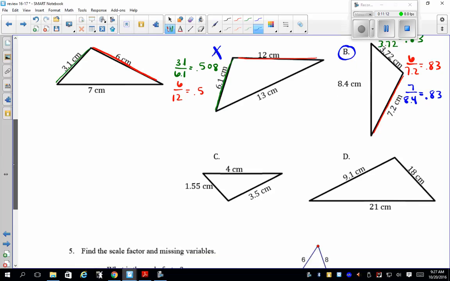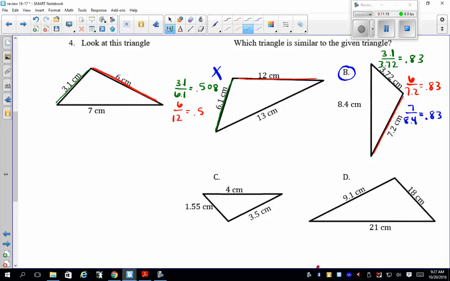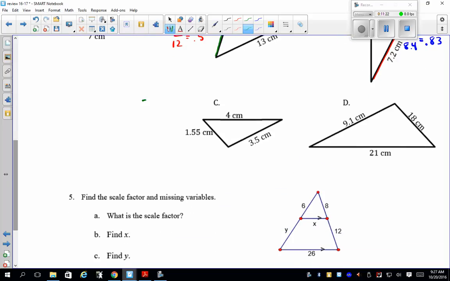I probably should check C and D to make sure that those ratios don't match up. So I'll just kind of do this quickly. If you checked 3.1 from the main triangle with 1.55, this would give you 2. Math, enter in your calculator. Or you don't have to for this one, it would just give you the 2. And then I'm going to match up 6 over 3.5, and that gives me 1.71. So C is not an answer choice.